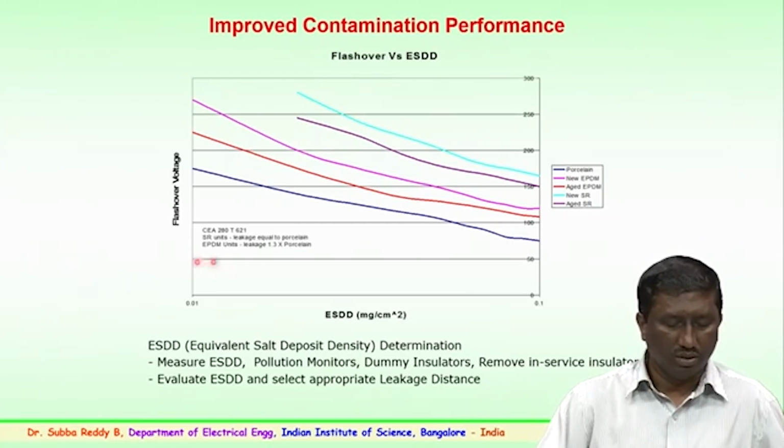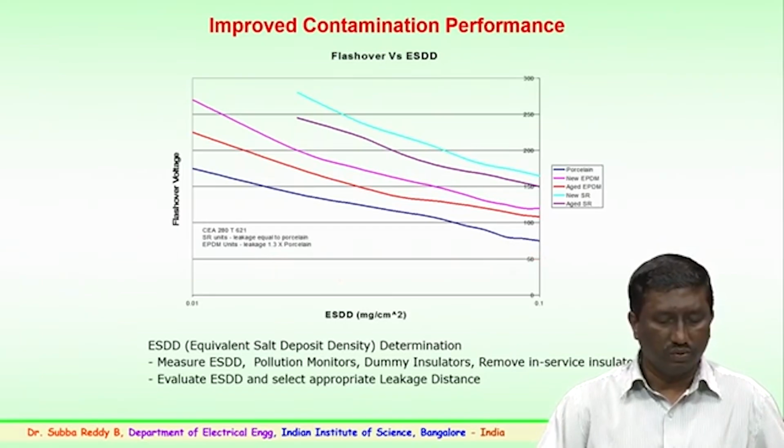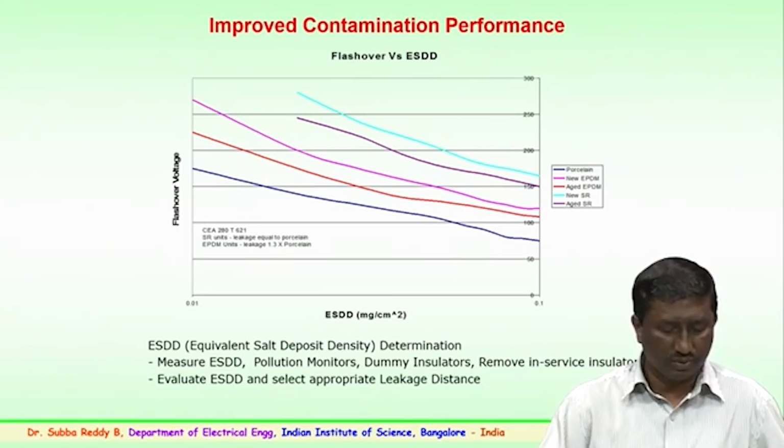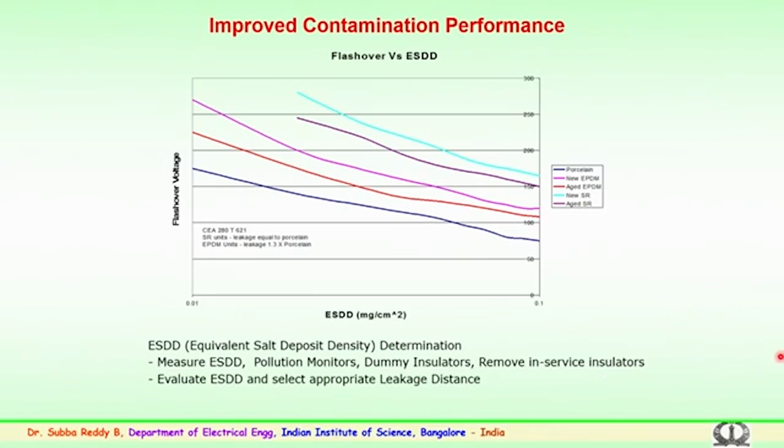So, this gives you the improved contamination performance, the measure of equivalent salt deposit density, and how it is being used in the field with the help of pollution monitors, using dummy insulators in service, removing in-service insulators, evaluating the equivalent salt deposit density, and selecting the appropriate leakage distances to be used in those areas. So, a very important graph which gives you the idea for the improved contamination performance.